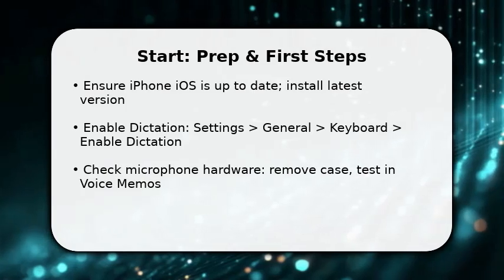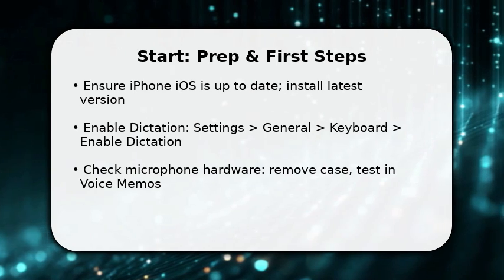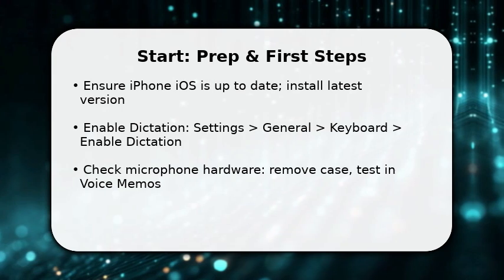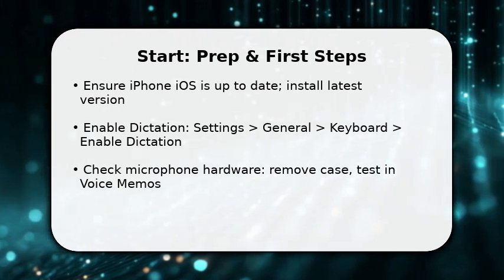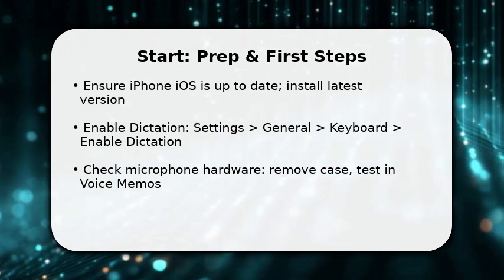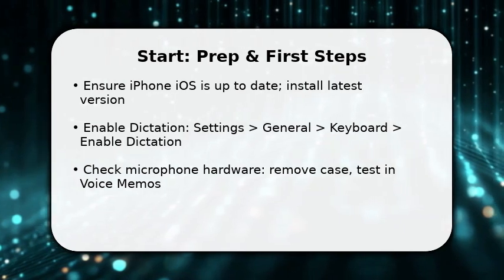You start by confirming the essentials: iOS updated and dictation enabled, then test the mic hardware. Go to Settings, General, Software Update and install if available, because system fixes often resolve voice issues. Next, open Settings, General, Keyboard and toggle Enable Dictation on, then restart the iPhone to apply changes.